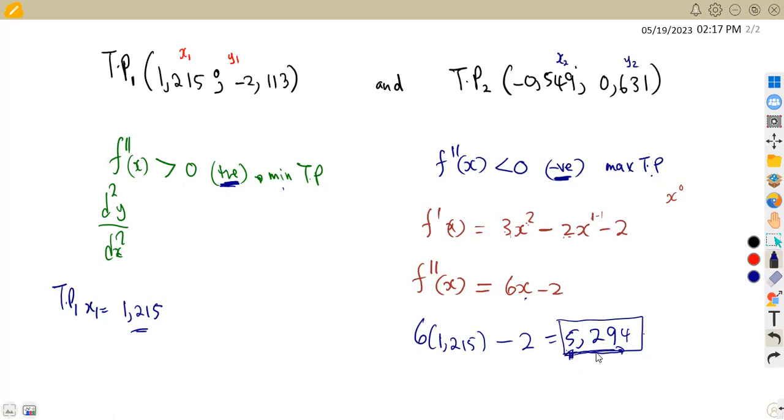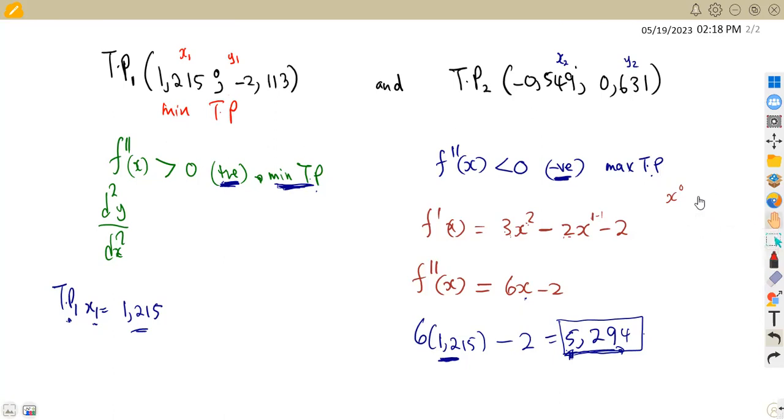If it is positive, it means the point that we have taken the value of x from, which is our x1, our first turning point, is a minimum turning point. For any positive that you get from the second derivative, it means that's a minimum turning point. So our first turning point is a minimum turning point. We can't have two minimum turning points from the same cubic function. If one is minimum, another one is maximum.